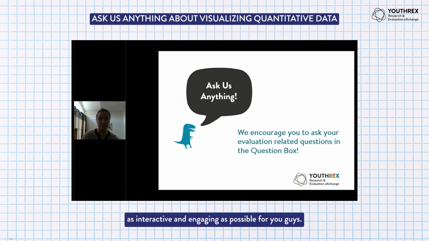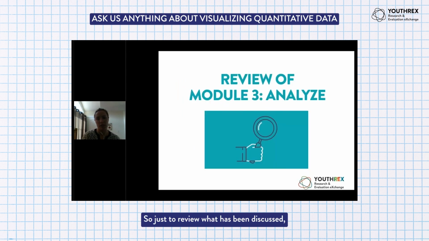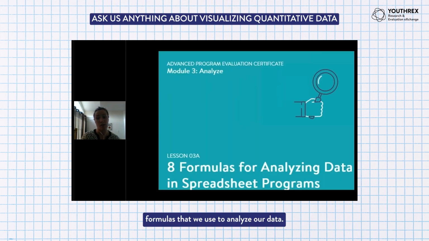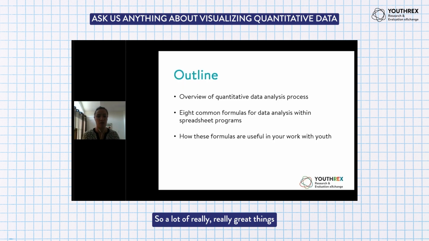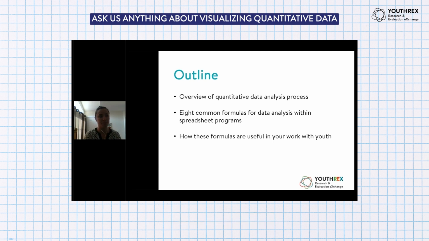So just to review what has been discussed in Module 3, which is all around analyzing your data using spreadsheets. We had Sydney join us on a webinar last week, which was really, really informative. During that time, we really talked about 8 different formulas that we use to analyze our data. We talked about using min and max and trying to calculate the average. So a lot of really great things that hopefully you've been able to use in your assignment too, to better understand your program data.